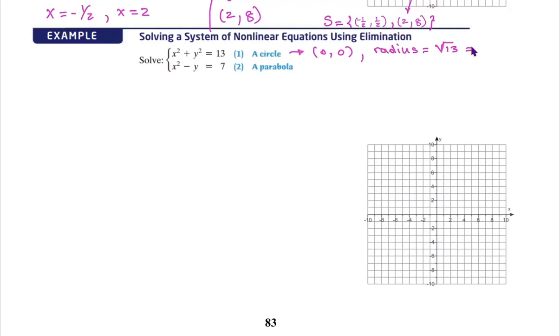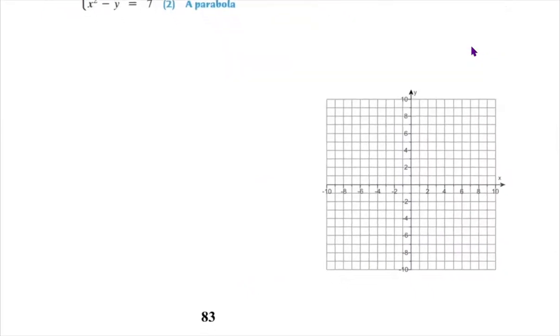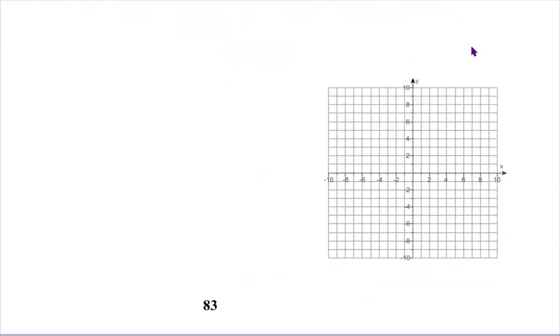That is 3.6. 3.6, okay? So let's graph it over here in the coordinate system. We got 0, 0, so that's the center here. And then 3.6 is the radius, so 1, 2, 3, closer to the 4, right? So let me put it here.